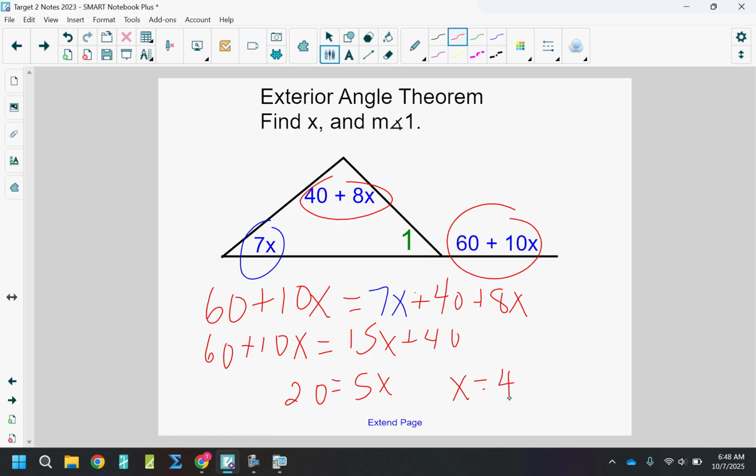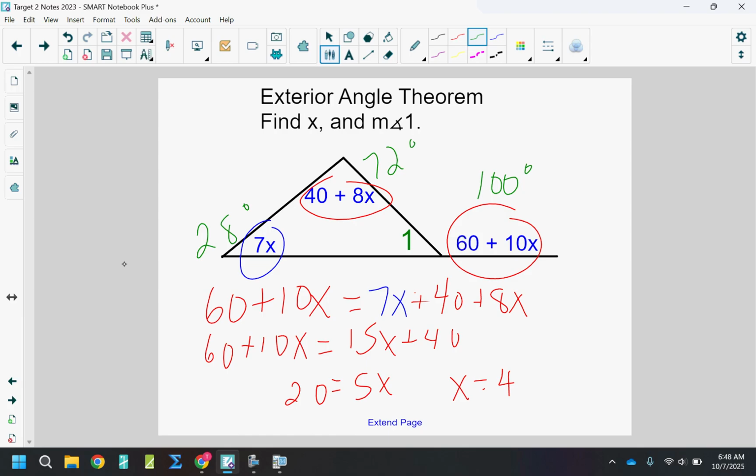As always, I'm going to plug that back into my diagram and make sure everything works. So this angle comes out to be 100. This angle comes out to be 28. This angle comes out to be 72. So if I add that 28-degree angle and the 72-degree angle, I do get 100 degrees back, which makes that exterior angle theorem work, right? The sum of the two remote interior angles is equal to the exterior angle.